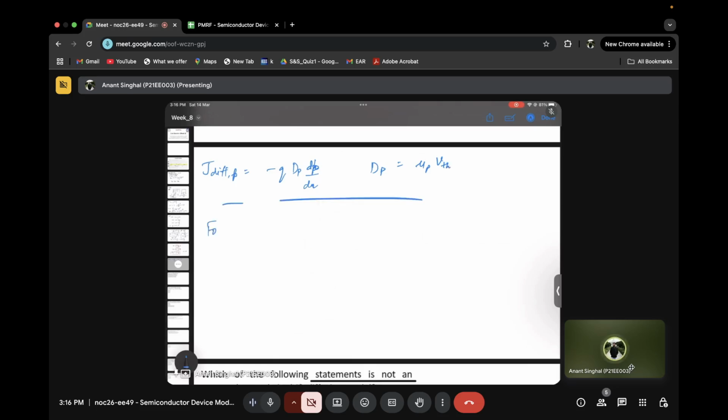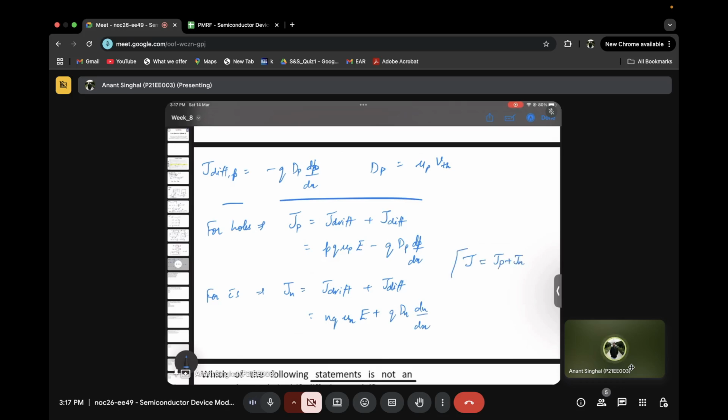If I can summarize, for holes the total current density was J drift plus J diffusion. So it was p q mu p E plus what we have just calculated, minus q Dp dp over dx. And for electrons, Jn is again J drift component of electron plus J diffusion of electron, so it is n q mu n E plus q Dn dn over dx. And we know the total is Jp plus Jn. So we will have in total four components. This is how the diffusion components come out, which is q Dp dp over dx and q Dn dn over dx.